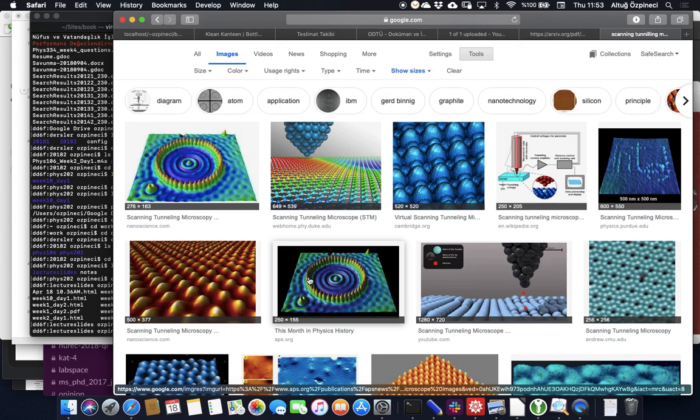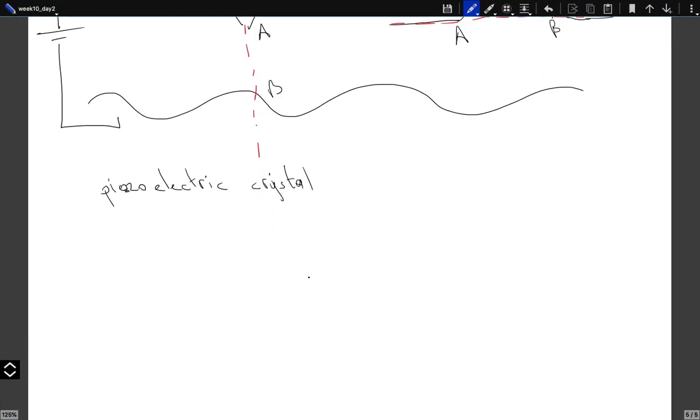Well, you see, we can see inside the atom. You see, we have the uncertainty principle.